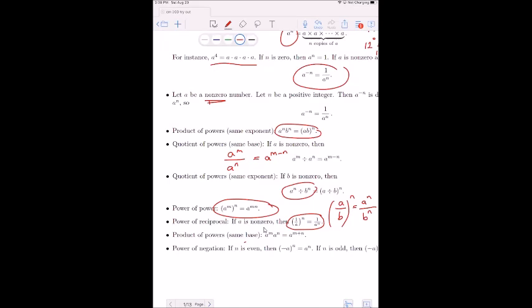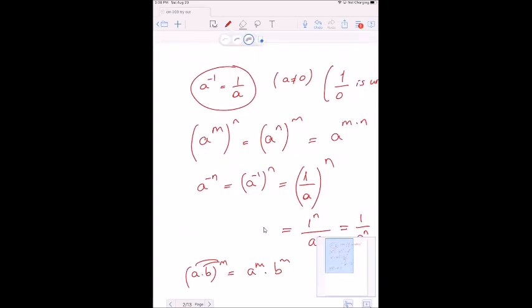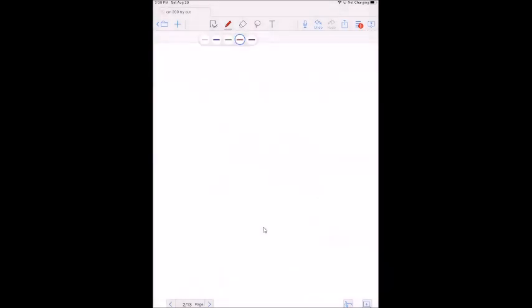And product of powers, same base. A to the power of m times a to the power of n. If the bases are same, a to the power of m plus n. I can show you here why. A to the power of m times a to the power of n. What is the meaning of a to the power of m? Remember? A times a times a times. How many a are there? M, right? M copies.